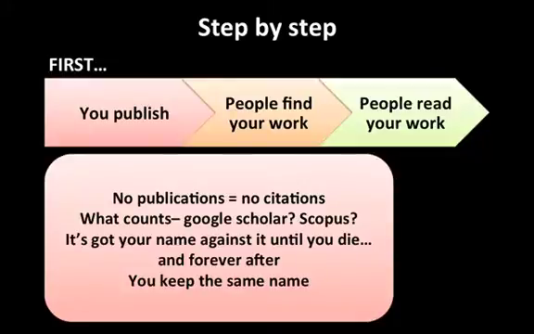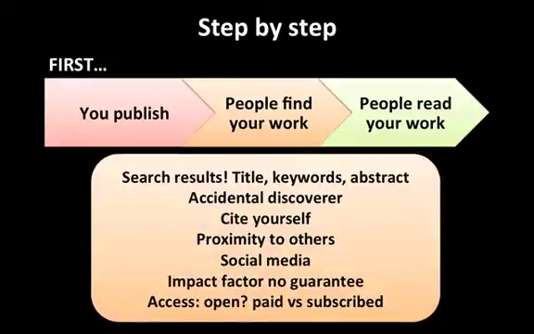Also, an important thing is, as far as possible, keep the same name whilst you're publishing. It does confuse algorithms, it does confuse people. If you suddenly change your name halfway through your publishing career, people don't realise they're citing the same person. So, first of all, you've got to publish with a name that's consistent across your publishing career.